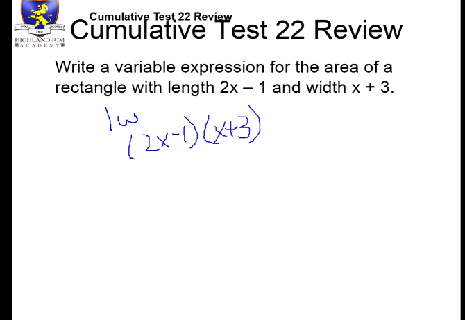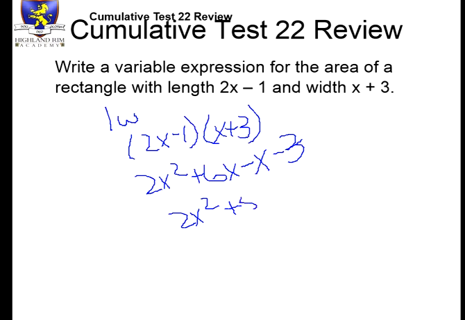So we FOIL, we go first. So 2x times x is 2x squared. Then we do outside, 2x times 3, so it's plus 6x. Then we go inside, negative 1 times x, so it's minus x. And then we go last, and it's negative 1 times 3, so minus 3. So we end up with 2x squared plus 5x minus 3.